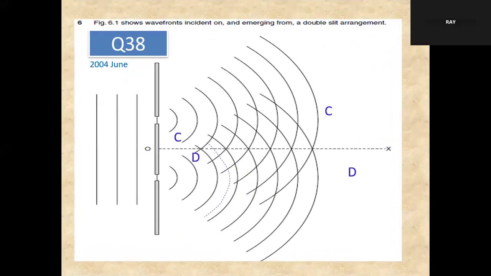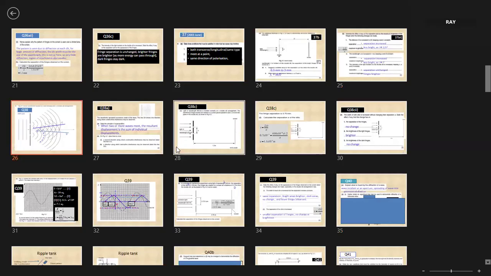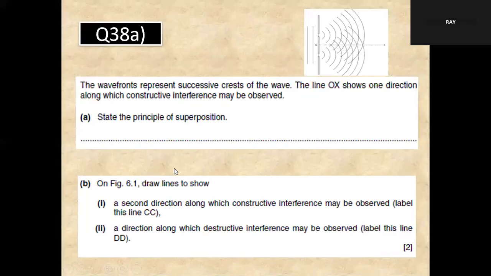Okay, this shows the wavefronts emerging from the double slit. The wavefront represents successive crests of the wave. The line OX shows one direction along which the constructive interference may occur. Right? They are very kind to you.